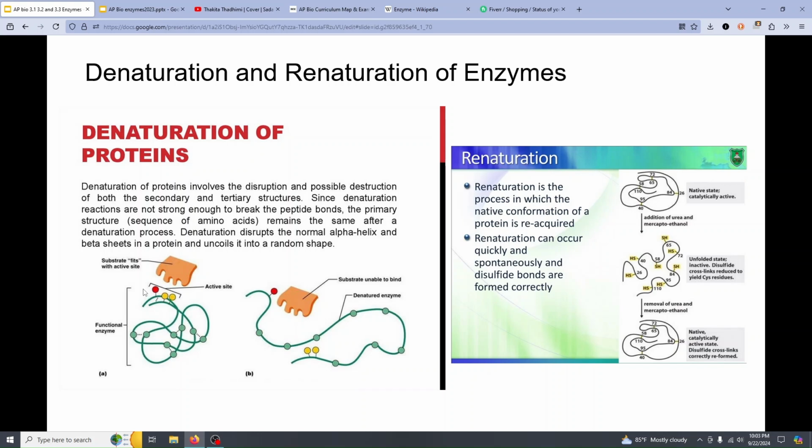When you have changes in the conditions of temperature, pH, and salinity, they can disrupt the R group interactions. They can also disrupt the hydrogen bonds between the amino acids that form alpha helices and beta sheets. So in essence, you are able to break all the weaker bonds, causing the enzyme to lose its 3-dimensional shape.